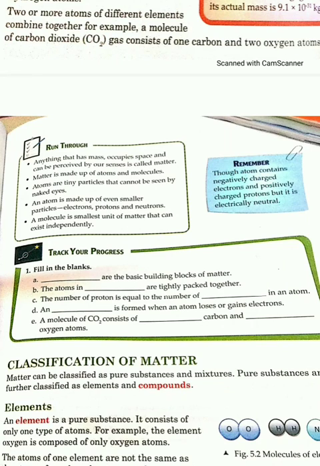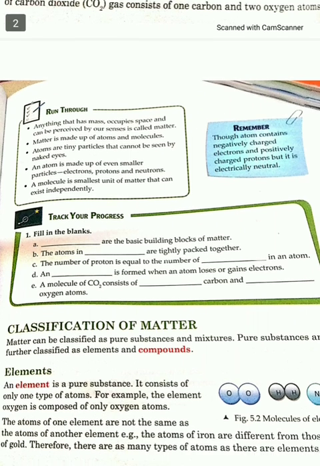In the run through you can read that anything that occupies space, has mass and can be felt by our sense organs is considered to be matter. And matter is made up of atoms and molecules. Atoms are tiny particles that cannot be seen by our naked eyes, which means we require an electron microscope to see them. An atom is made up of even smaller particles, proton, electron and neutron. A molecule is the smallest unit of matter that can exist independently.